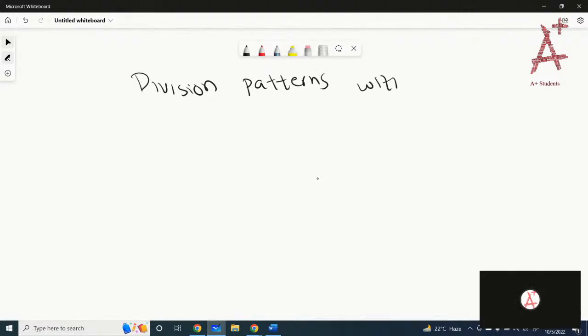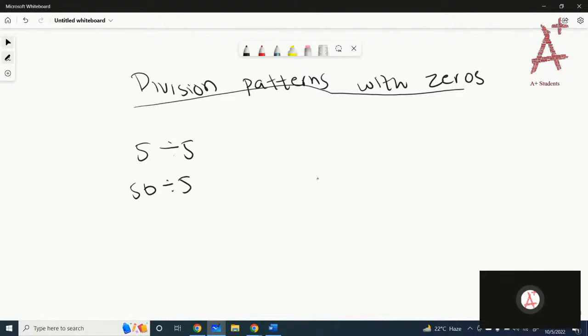So let's start with division patterns with zeros. That means what you have to do when you have to divide numbers with zeros. Got it? Let's start with the first one. Complete the pattern. 5 divided by 5, 50 divided by 5, 500 divided by 5, and 5000 divided by 5.